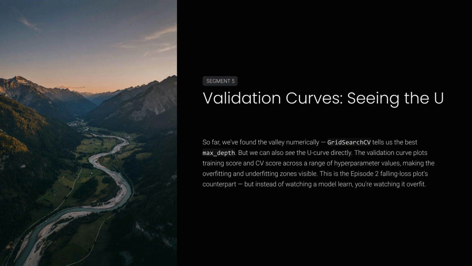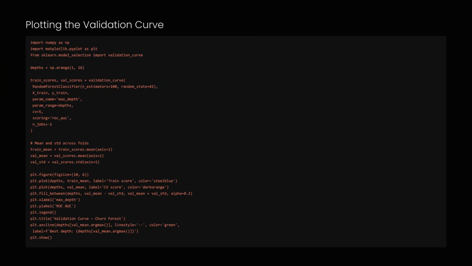This code block illustrates the full sequence for a churn forest model: splitting, grid searching on training data, selecting the best parameters, refitting on the full training set, and finally testing once. Beyond numerical search, we can visualize the U-curve directly using validation curves. This plots your training and cross-validation scores against a range of hyperparameter values, making overfitting zones immediately apparent.